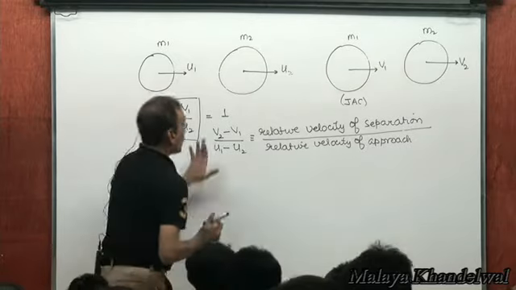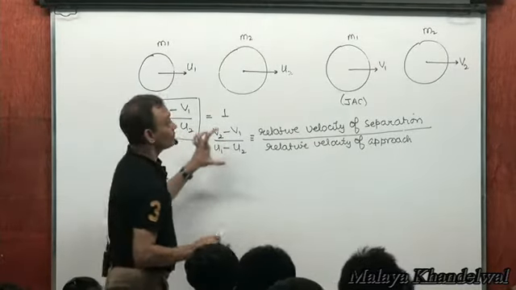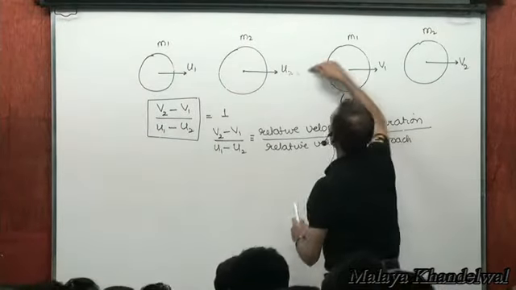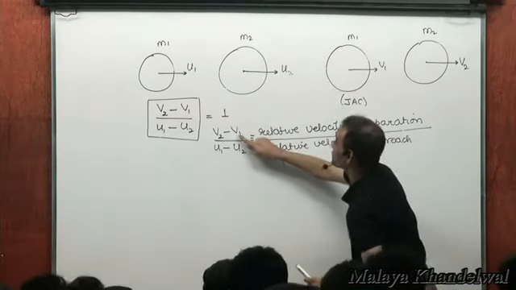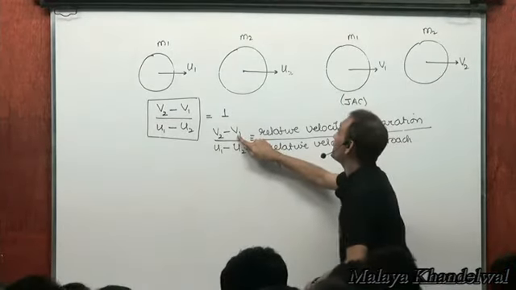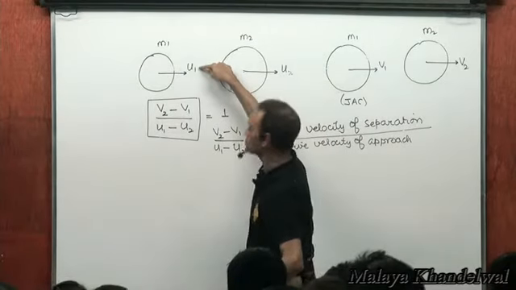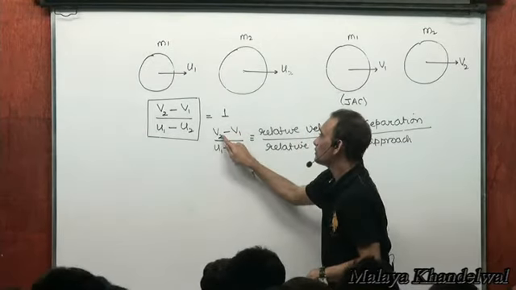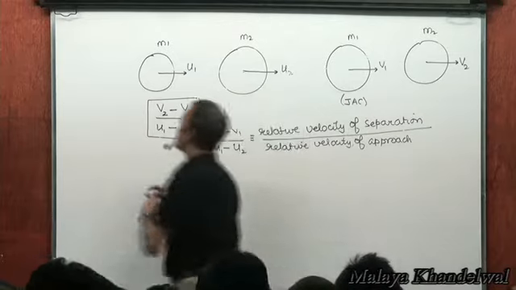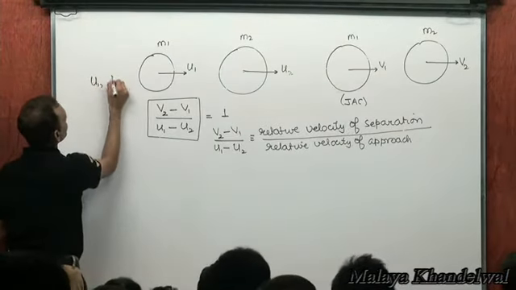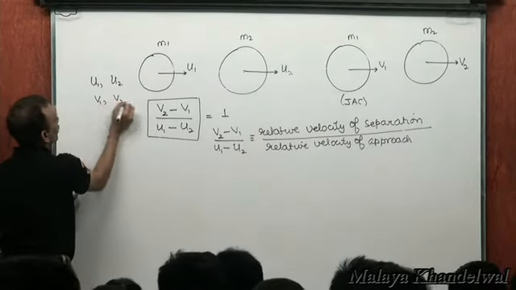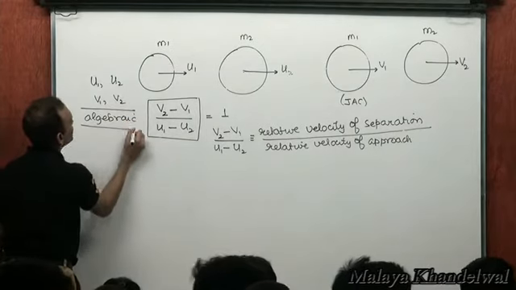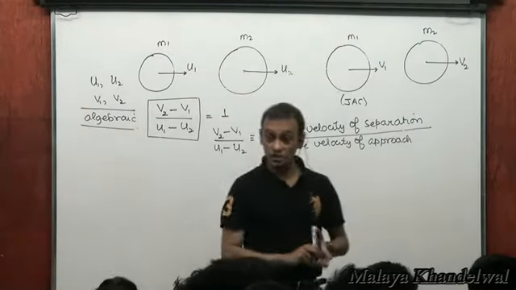Where, again, these numbers have to be algebraic. For example, I have taken everything in this direction positive, and this v1 turned out to be 6 meters per second like this. Then in this expression, v1 would be minus 6, right? And say u2 was 3 meters per second like this, then this u2 would be minus 3. So all these entities here are algebraic. That means u1, u2, v1, v2 are all algebraic based on a choice of direction as positive and negative.